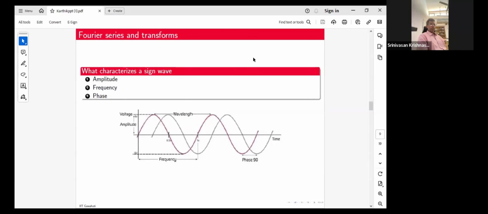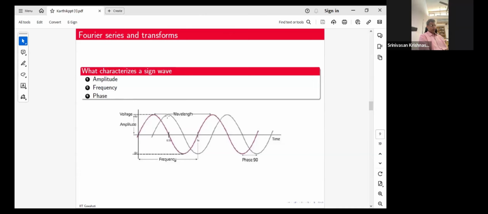It has a frequency, which is the pitch of the signal, and it has a phase, which means: when does the signal really start appearing? So how much shifted a sine wave is from the zero time instant. That gives you the phase delay in the system. So these three properties are very critical, and they define a sine wave.